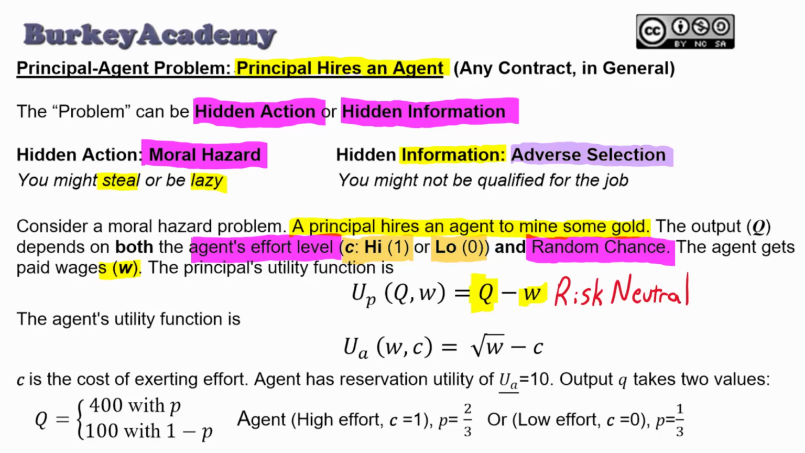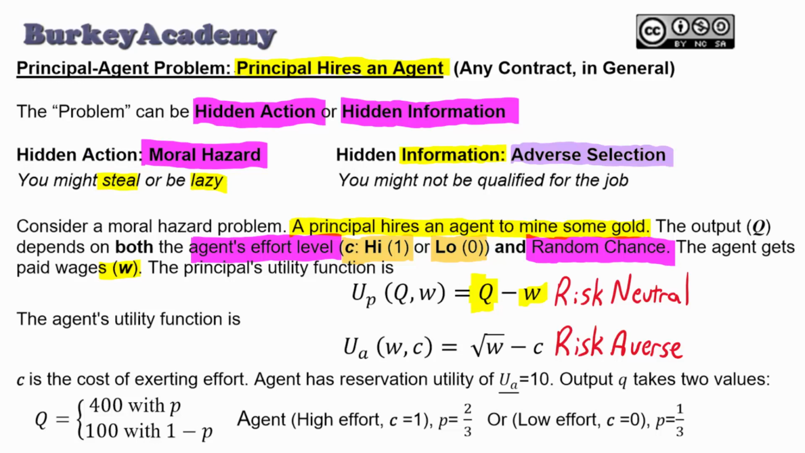Now the agent's utility function here is risk averse, and this follows from the fact that this agent's utility function is concave. I'm going to put a link in the description below to my introductory video on risk aversion and how to understand risk aversion if you need to review that.